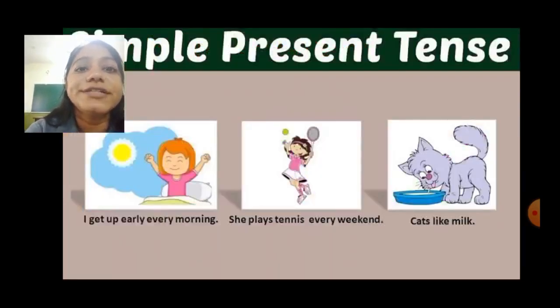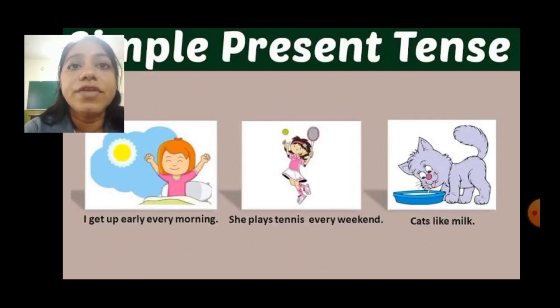Let's see a few more examples. I get up early every morning. She plays tennis every weekend. Cats like milk. Here you have noticed that with I we have not added anything. We will just say get up. But she is third person singular, so we have added s to the verb play. And third example, cats. Cats is plural, so we have not added anything to the verb like.